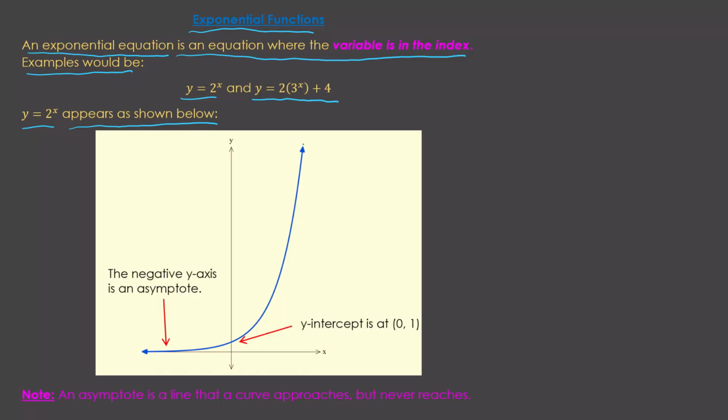This graph is very steep. Every unit you go across this way, it doubles its last y coordinate. The y-intercept is at 0, 1, and that's because if you have y equals 2 to the x, if x is equal to 0, y is going to be 2 to the 0, and of course we know 2 to the 0 is 1.